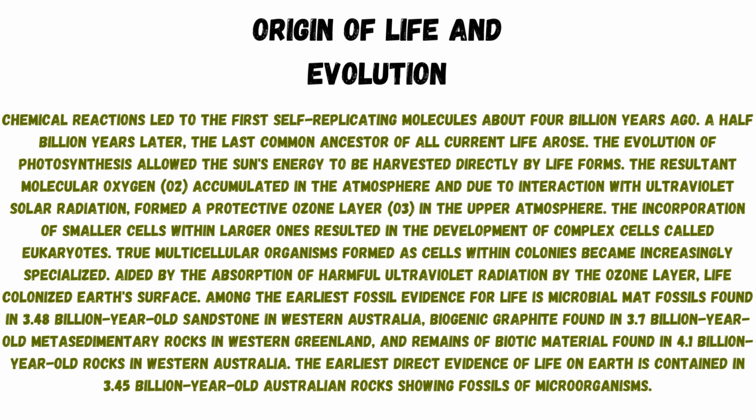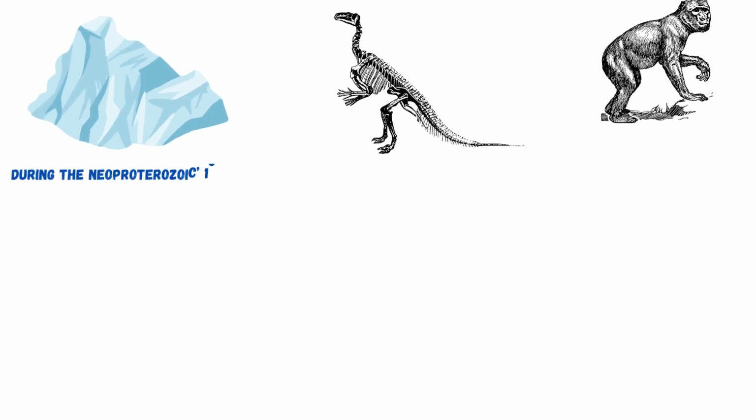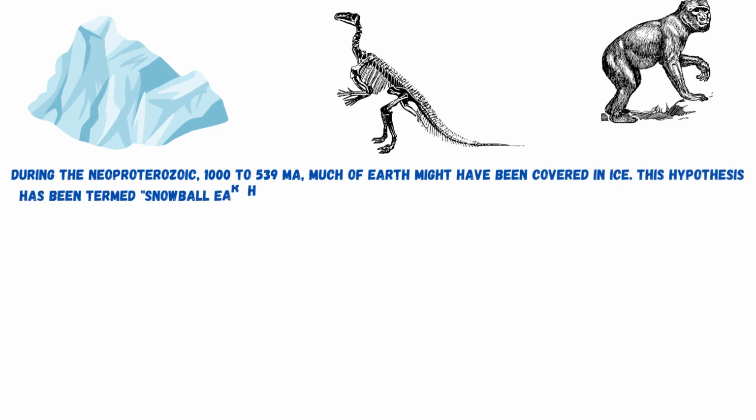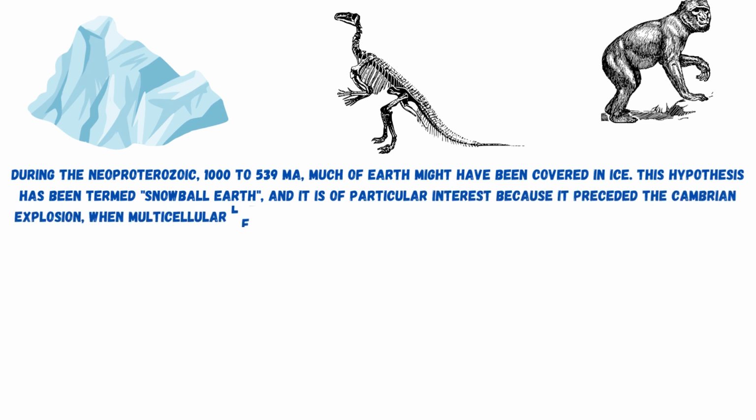Among the earliest fossil evidence for life is microbial mat fossils found in 3.48 billion-year-old sandstone in Western Australia, biogenic graphite found in 3.7 billion-year-old metasedimentary rocks in western Greenland, and remains of biotic material found in 4.1 billion-year-old rocks in Western Australia. The earliest direct evidence of life on Earth is contained in 3.45 billion-year-old Australian rocks showing fossils of microorganisms. During the Neoproterozoic, 1000 to 539 Ma, much of Earth might have been covered in ice. This hypothesis has been termed snowball Earth, and it is of particular interest because it preceded the Cambrian explosion, when multicellular life forms significantly increased in complexity.